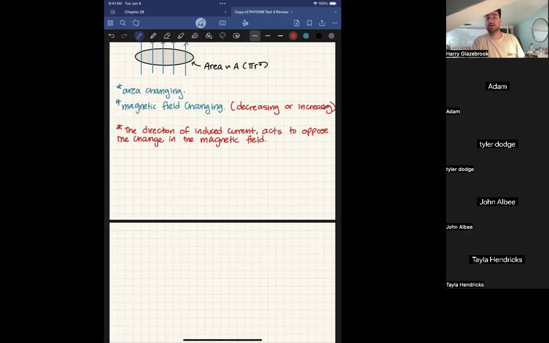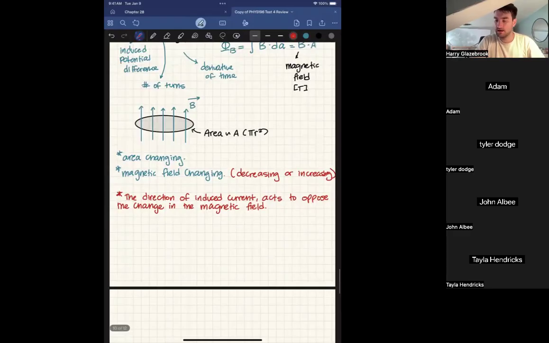So a lot of students get confused on this part. What they do is if they see a problem like this and they see, oh, my magnetic field is pointing up, if it's changing, that means I have to have my induced magnetic field point downward, which is not exactly the case. And I'll explain sort of why.